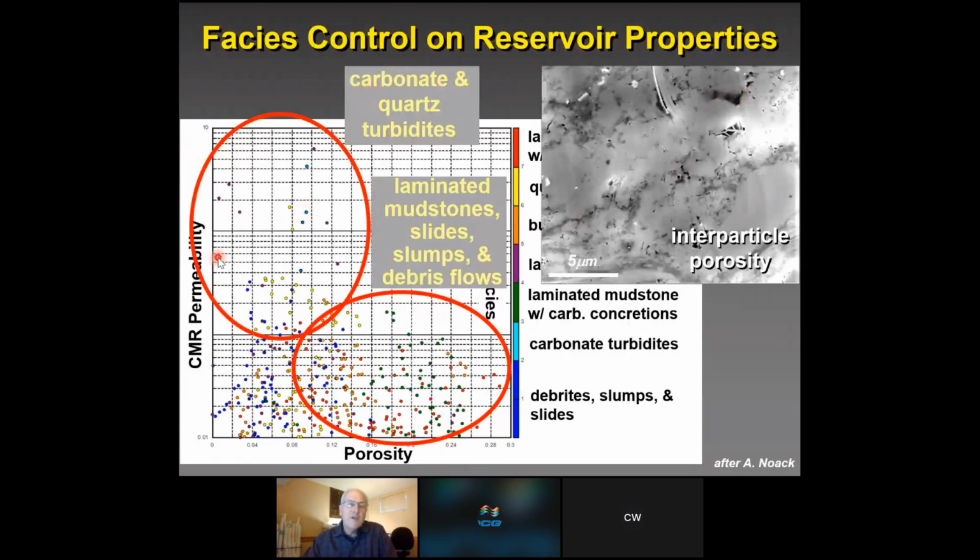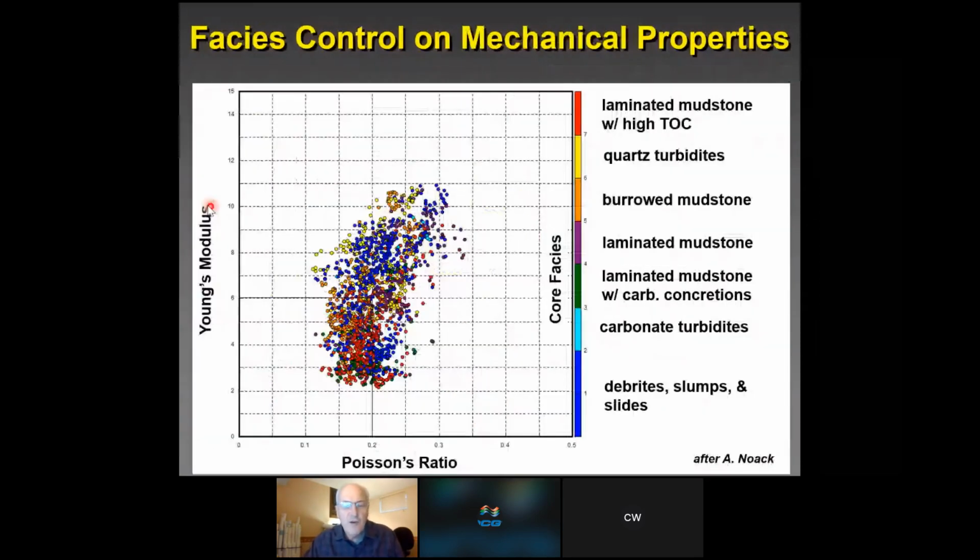So it looks like we could have pretty good reservoir, but is it going to be one that we can frack? So going to the cross plot here, again, up here in this northwest quadrant, what do we see? Here's a lot of the carbonate turbidites. Here's a lot of the quartz turbidites. That looks like a good zone to target.